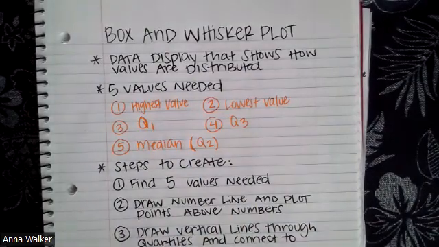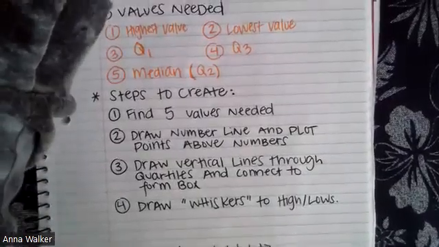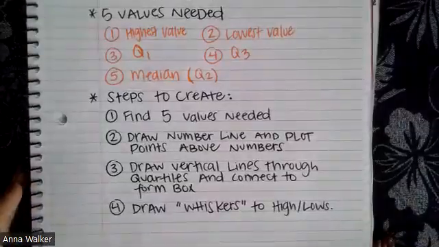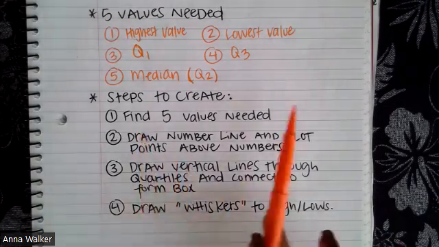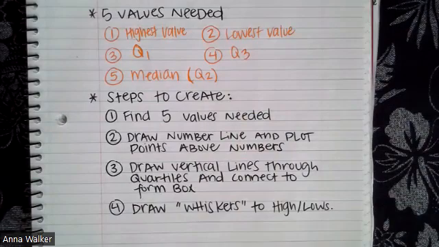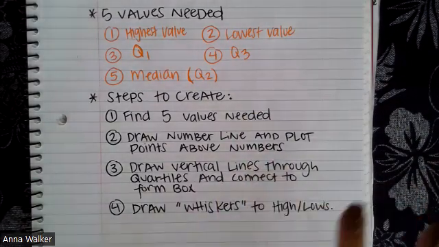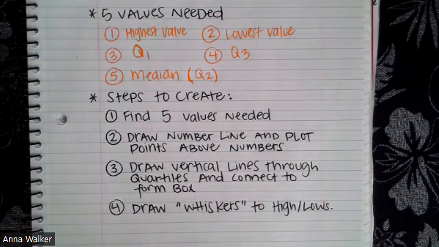So here are the steps to create. I'm going to kind of walk through them very briefly, and then we'll actually go through and do that on a number line. So the first thing is we need to calculate the 5 values that are needed. Typically what's going to happen is we're going to get a list of numbers. We're going to have to put them in ascending order, and then we're going to have to find these 5 things. Once we do that, we're going to draw a number line and plot the 5 values above the numbers. So the number line can be labeled with our lowest value and our highest value, and then we can kind of number it by 1 in between.